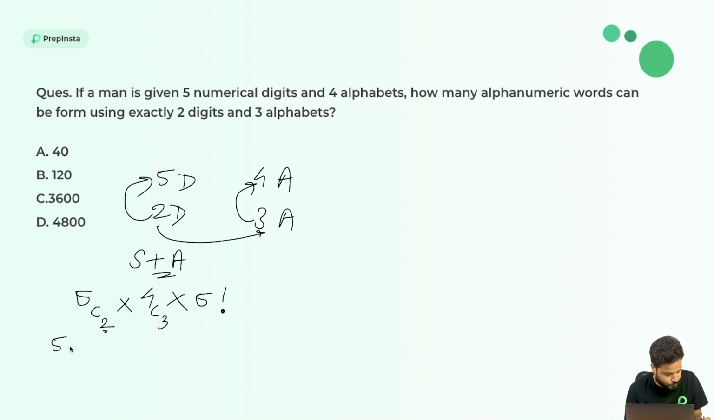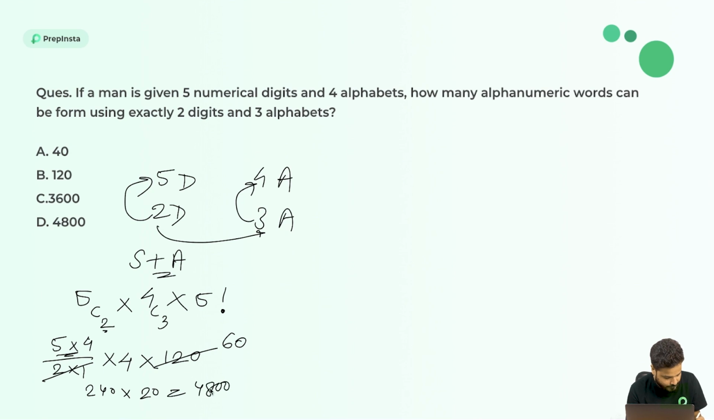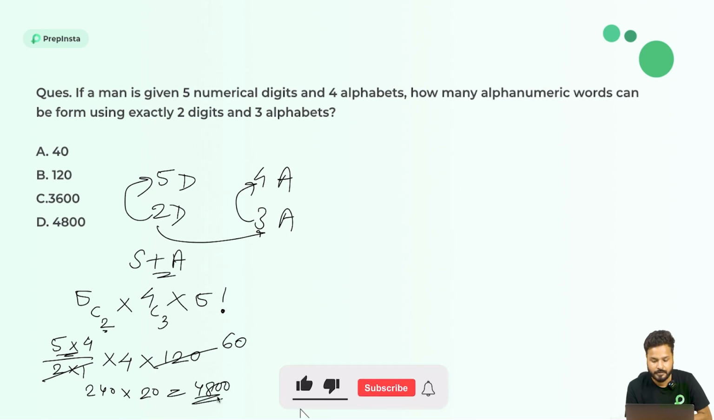5C2. Since it is 2, I have to go 2 times, right? 5 into 4 divided by 2 into 1, which is 10. 4C3 is nothing but 4C1, and 4C1 is nothing but 4. Into 5 factorial, which is 120. 10 times 4 is 40, and 40 times 120 is 4800. That would be my answer, right?